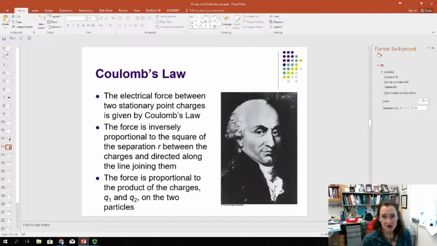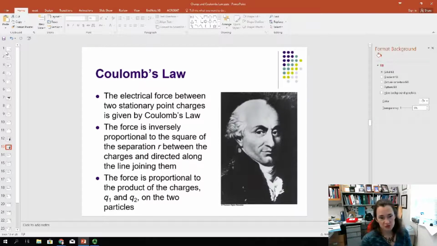What he quantified and laid out in Coulomb's law is the electrical force between two stationary point charges. He found that the force is inversely proportional to the square of the separation, or distance center to center, between the two point charges. We'll call that r. It's a pretty common choice. And it's directed along the line joining those two point charges. So if you draw a line center to center between two point charges, the force will be parallel to that line and acting along the centers of the point charges.